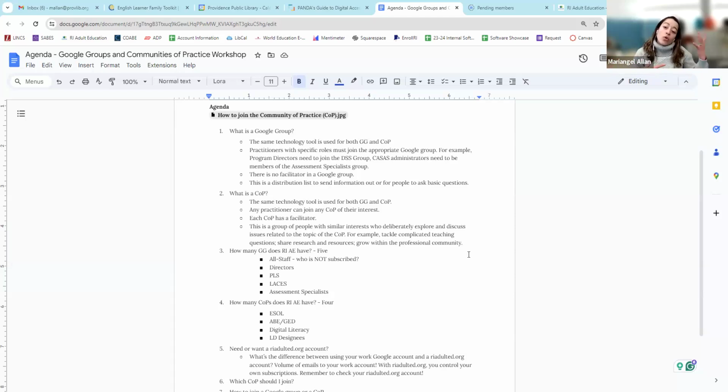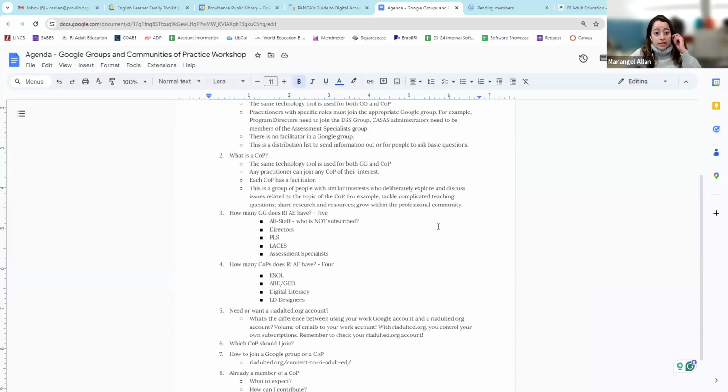All right, so now what's a COP? Again, like we mentioned, the technology tool used to manage a COP is the same. It's a Google platform. So you will see in the same list that you will see the Google groups that you are part of, you will see the COPs that you're part of because the technology tool is the same.